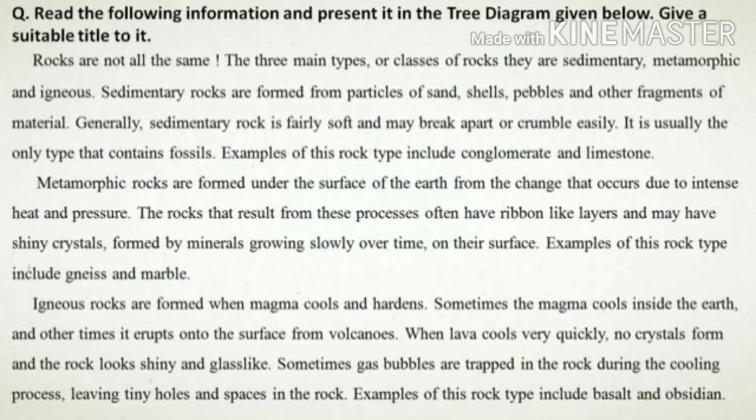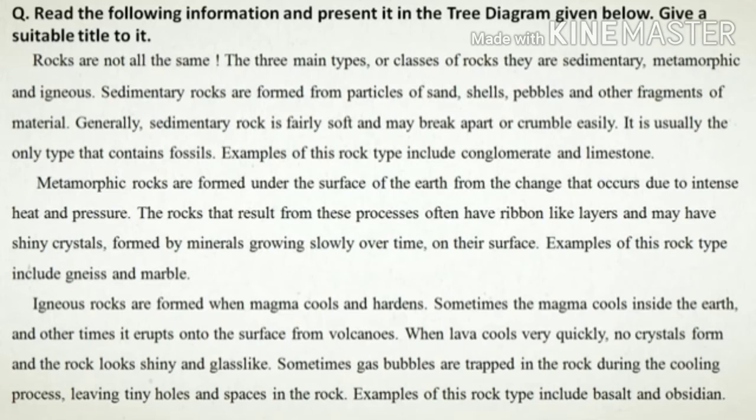So see, such a type of paragraph is given. And in this paragraph we will have to underline the important words so that we'll come to know what information has been mentioned in the paragraph. In this paragraph the information is about rocks and their types, how many types of rocks there are, what particles they are made up of, and what their examples are.